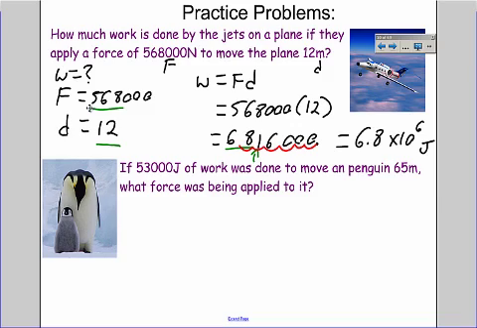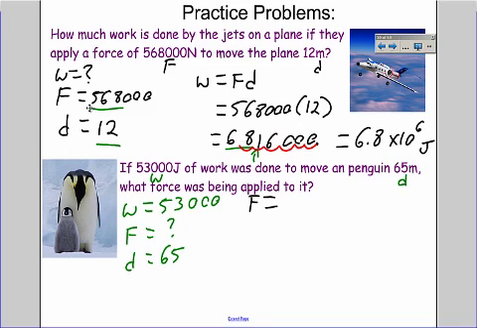Now for our second question, we are given something in joules, so we know that's going to be our work. It was done to move a penguin 65 meters. 65 meters is a distance. Okay, so the things that we have here, 53,000 is our work. We don't have a force, and our distance is 65 meters. So that means we're going to be solving for F, or for our force. So we're going to use our force formula.